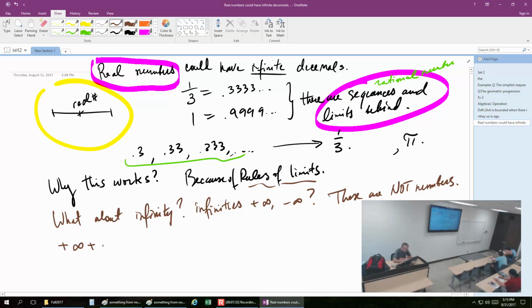Okay, but still it is an interesting question to ask: what if I take plus infinity and I add another plus infinity, like this, plus infinity plus another infinity? What do you think the answer is, if any? Infinity. The plus infinity, right? Okay, so that's, you see why? Does it make sense?